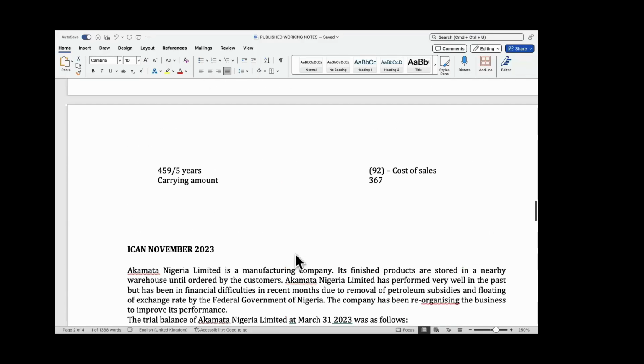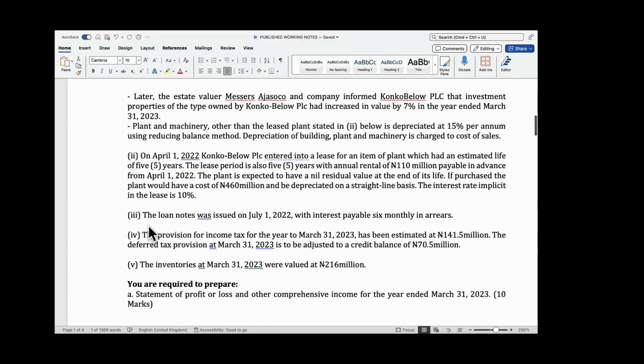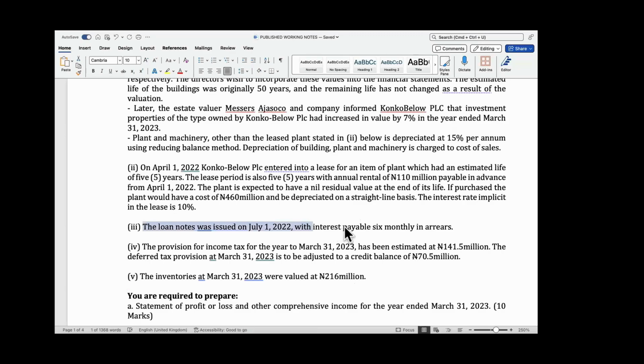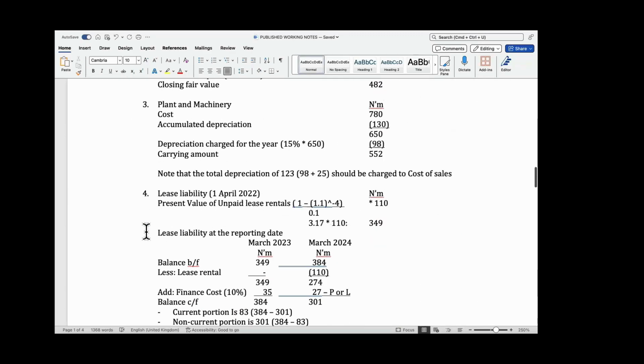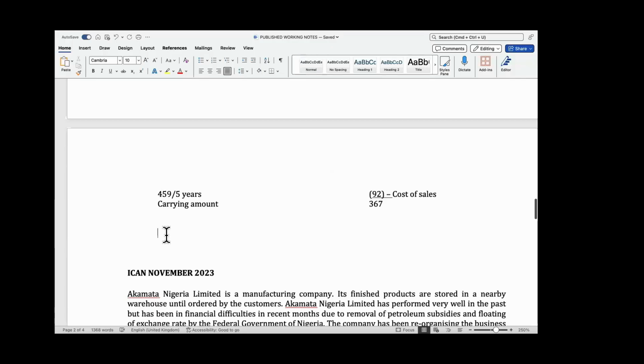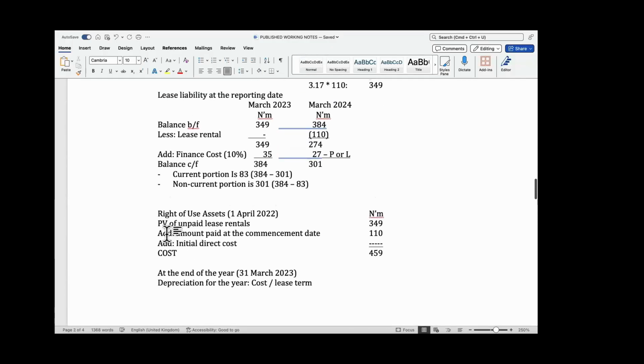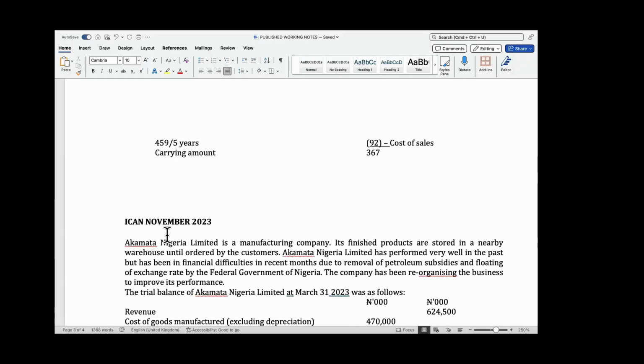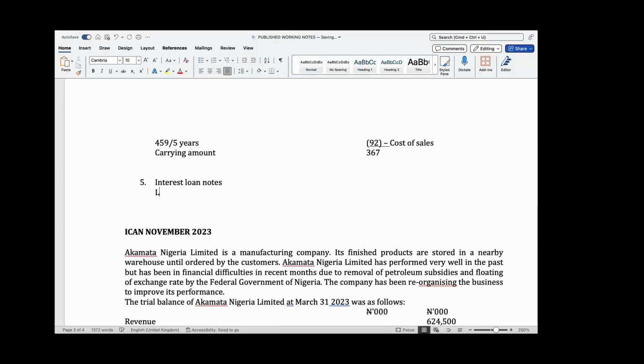Okay. Now the next workings. They said the loan note was issued on 1st July with interest payable 6 months in arrears. So I just need to determine my workings 5, that interest on loan notes. So the interest payable on loan notes.